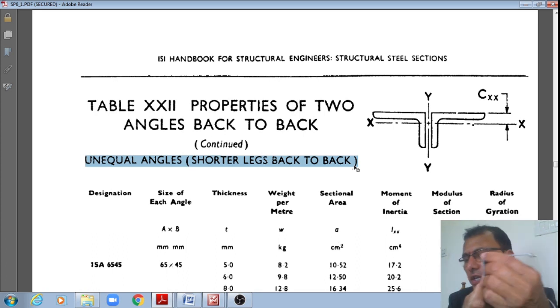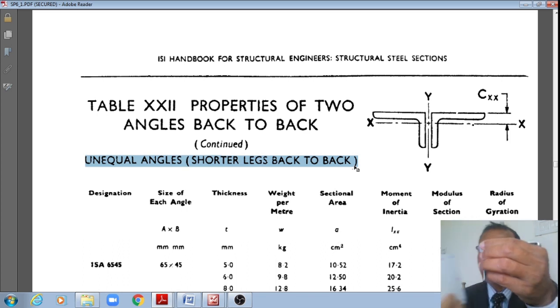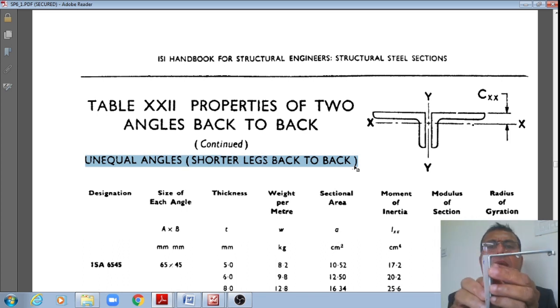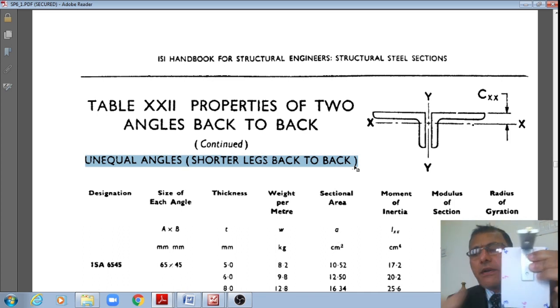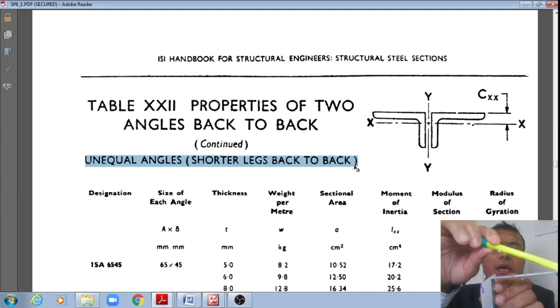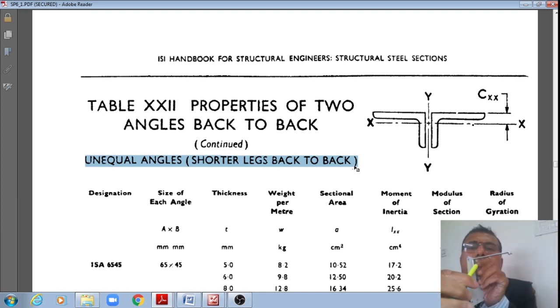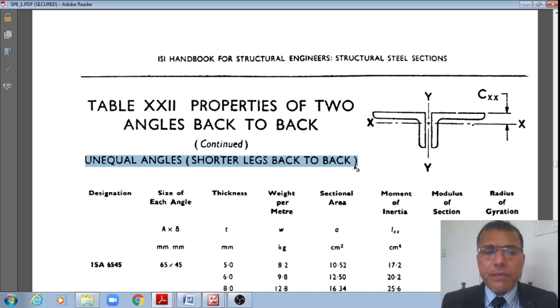Like this. If the shorter leg is provided to one side of a gusset plate, like this, students, right? Where the shorter leg is connected to the gusset plate like this, the longer leg is the outstanding leg, right? Like this, right? Shorter leg is connected to the gusset plate, longer leg is the outstanding leg. Then what are the properties? That you can note down, right?